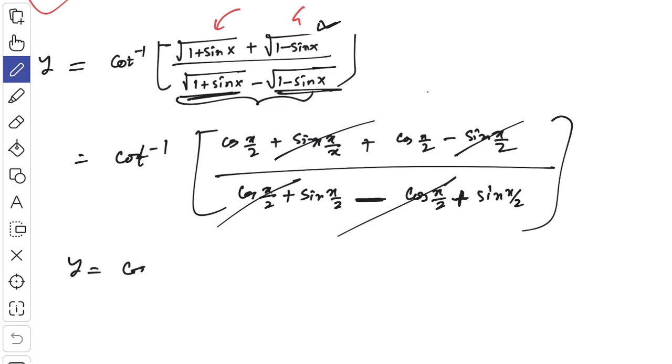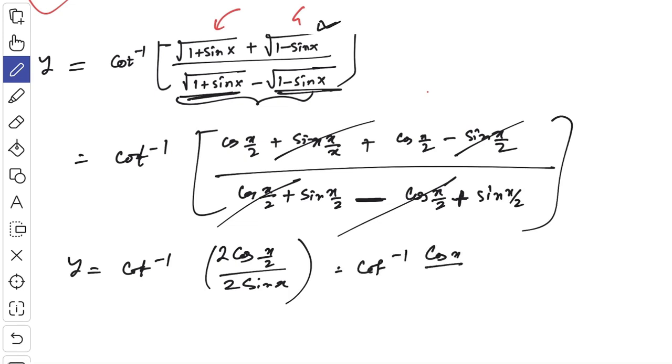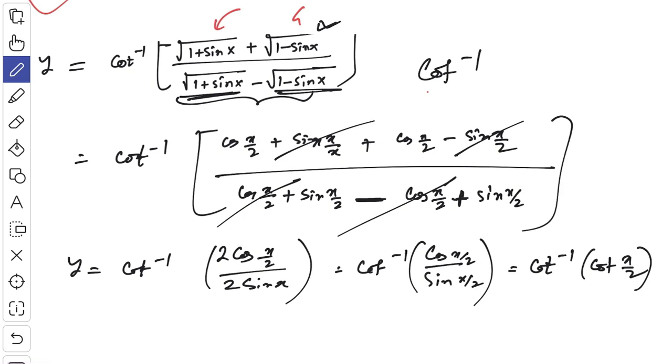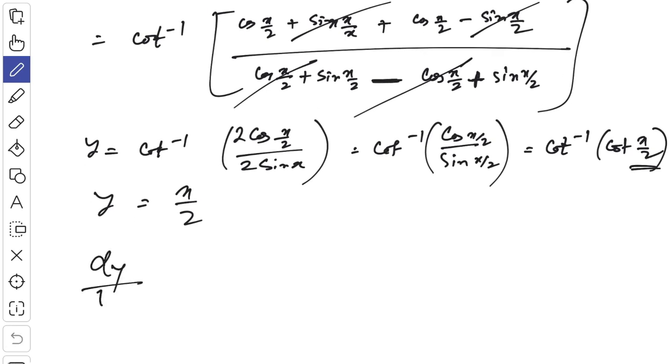So what we have got, y is equal to cot inverse of 2 cos x by 2 over 2 sine x by 2. That's equal to cot inverse of cos x by 2 over sine x by 2, and cos by sine is nothing but cot. So we have got cot inverse of cot x by 2. You see, cot inverse of cot theta is nothing but theta. So here it will be x by 2, definitely y is equal to x by 2. If you differentiate this x by 2, dy by dx will be simply half. So that is your answer.